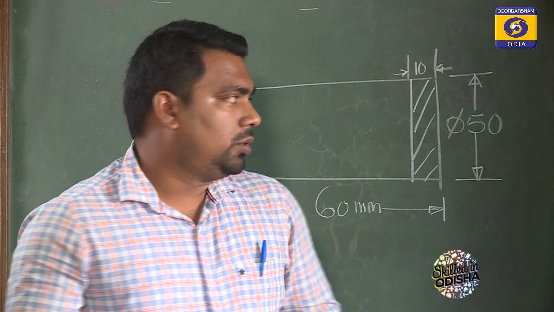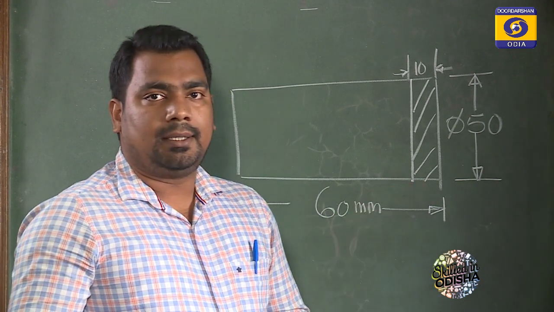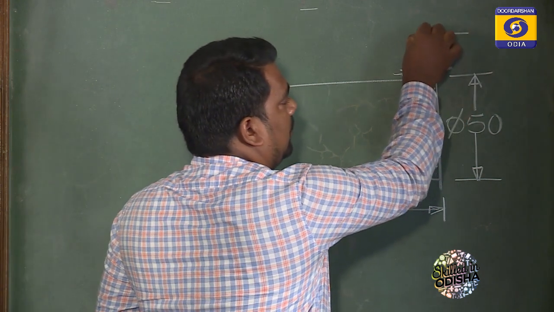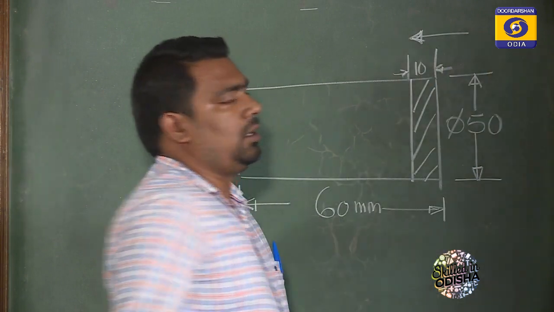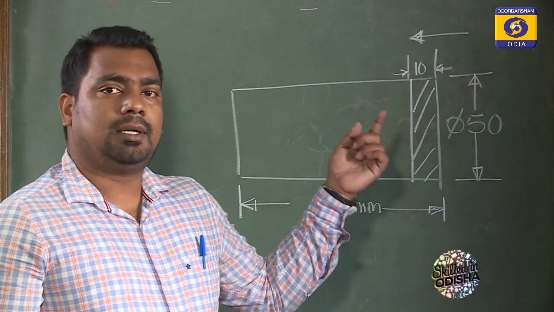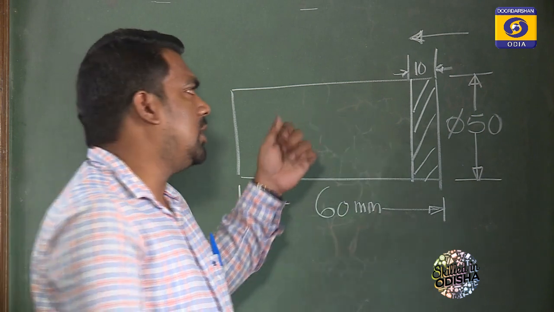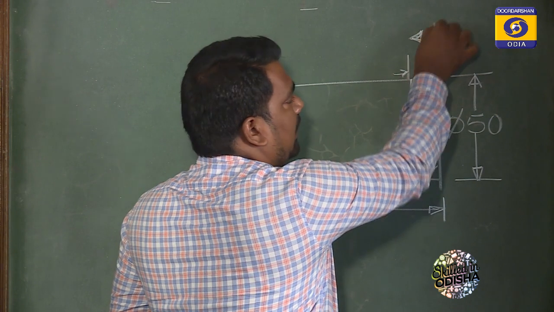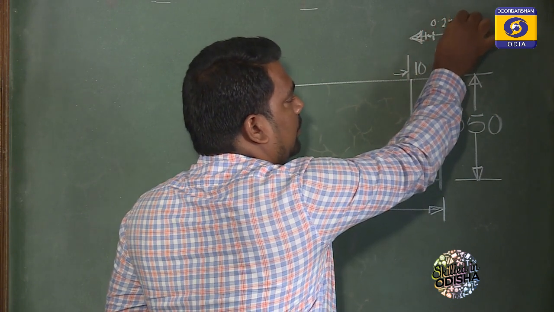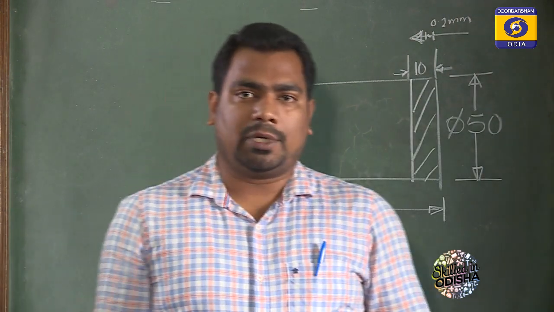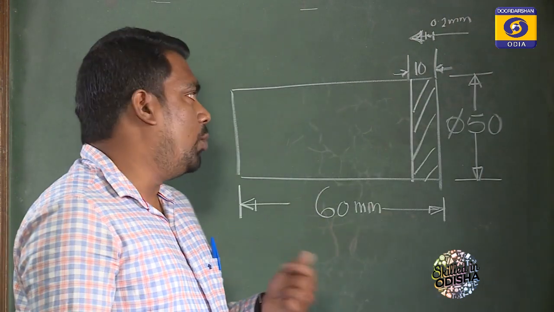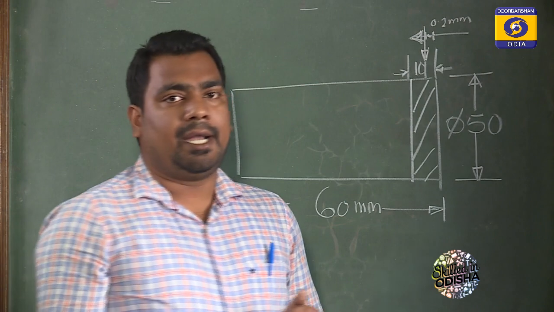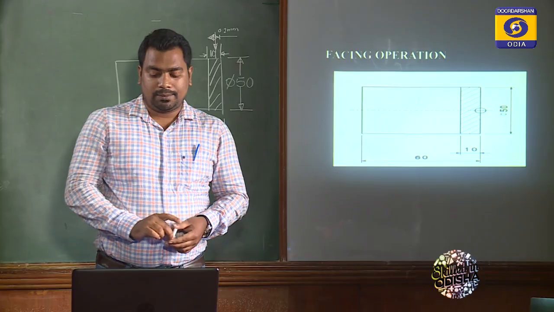So what we do, we define a depth of cut in this direction, which means we bring the machine turret up to a certain point. Suppose this length we define, give a length of 0.2 mm, which is the initial depth of cut. Then we move the machine turret in this direction. This is called the feed direction of the machine turret.